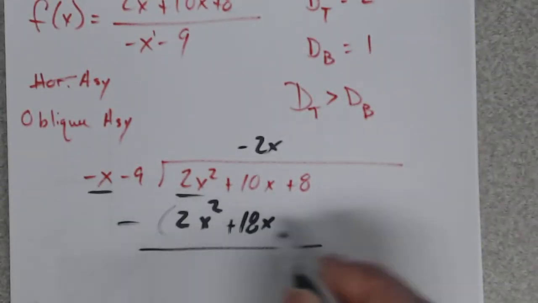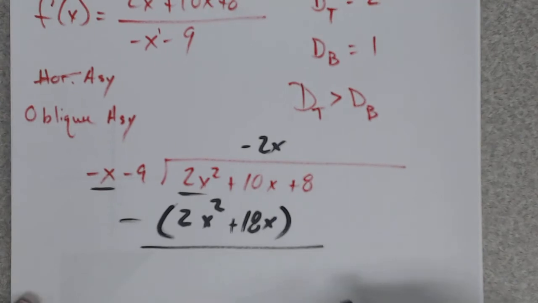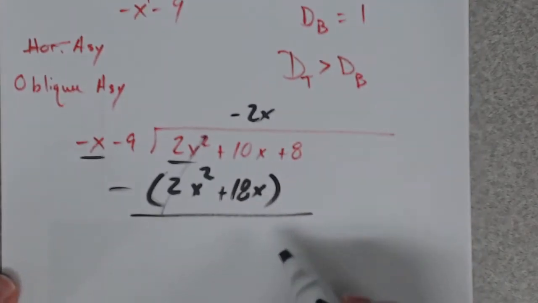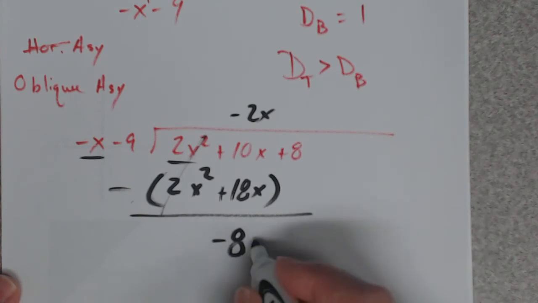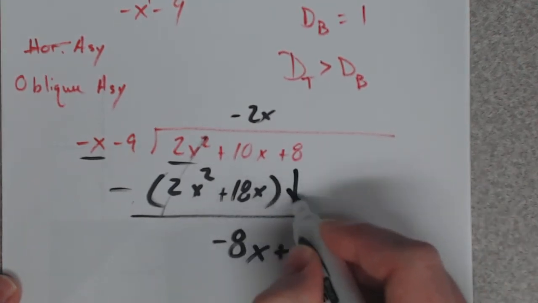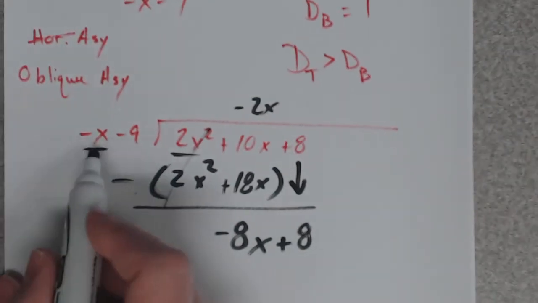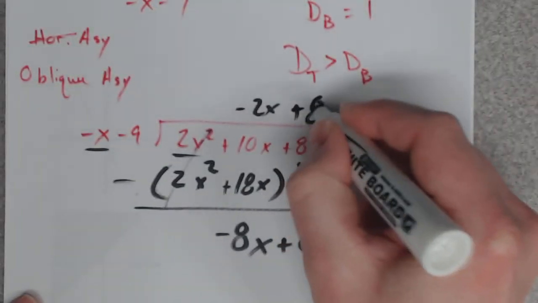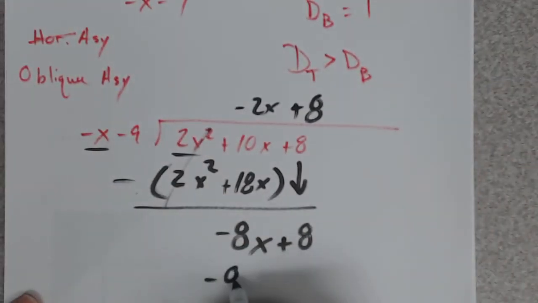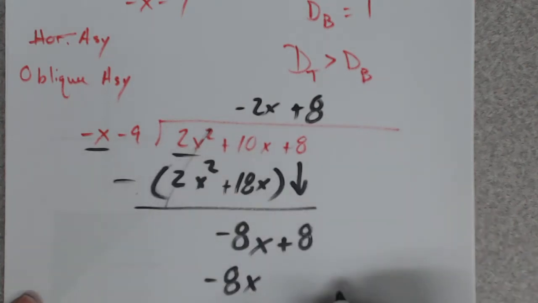Remember, you're subtracting here. So those cancel. 10 minus 18 is a negative 8x. And you just bring your 8 down. Positive 8 here, just bring it down. How do you turn a negative x into a negative 8x? Looks like I just need to times it by 8. So I say plus 8. 8 times negative x is negative 8x. 8 times negative 9 is negative 72.